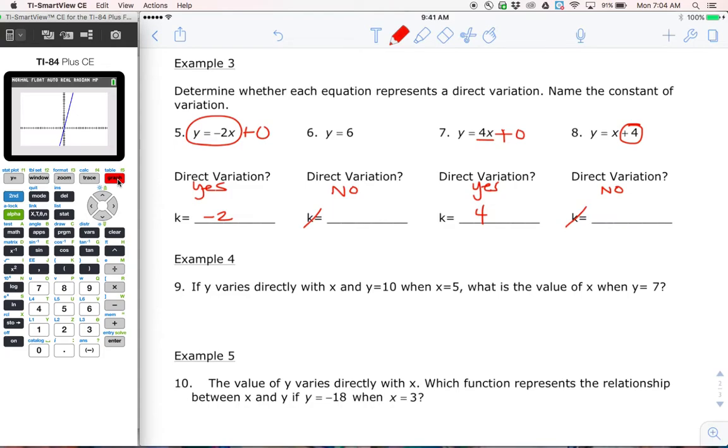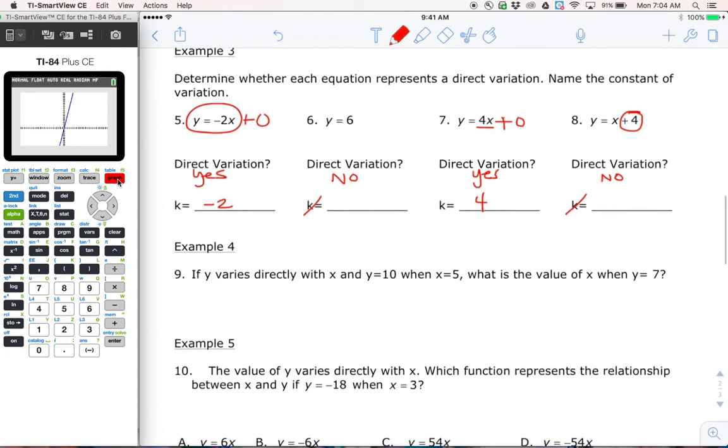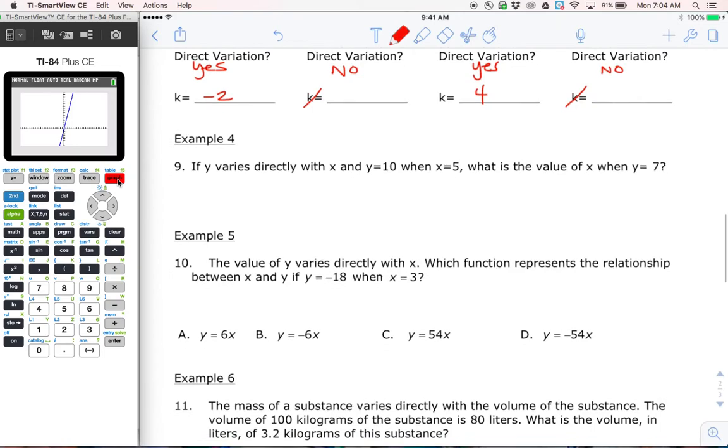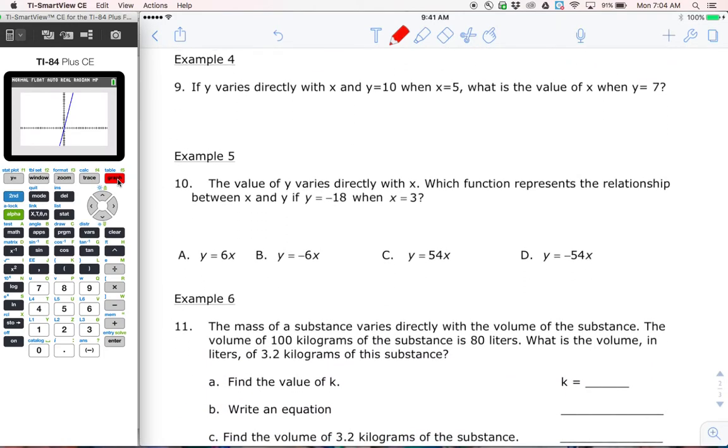All right. Now example number 4 is what I've seen most often on tests, so I really kind of want to talk about it here real quickly. It says if y varies directly with x, I really need you guys to understand that this is just saying y is proportional. All right, and then it tells you, okay, when y is 10, x is 5. So what is the value of x when y is 7?